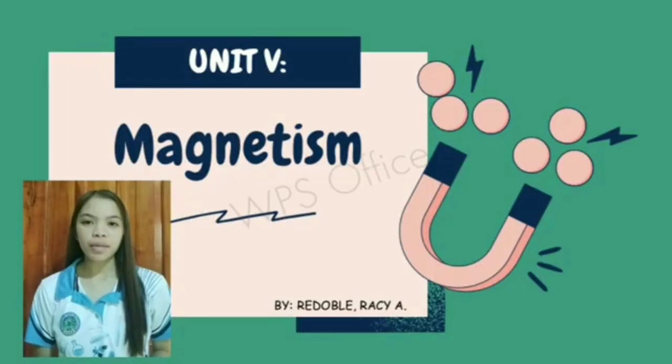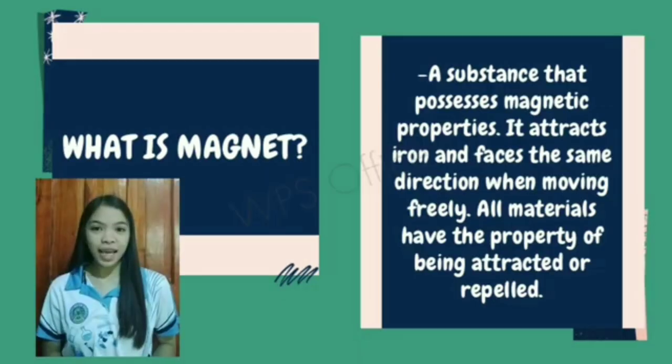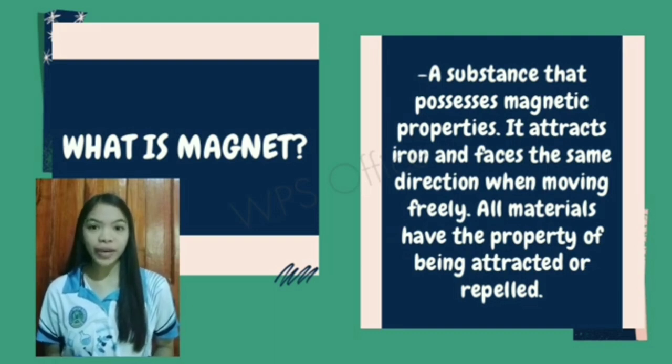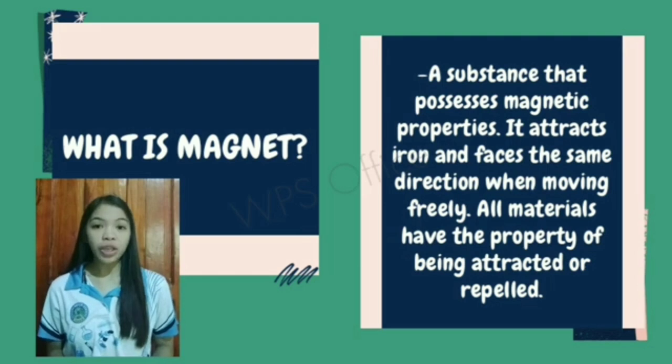Now let's discuss Unit 5, which is magnetism. So what is magnetism? Magnetism is a property of a substance that possesses magnetic properties. It attracts iron and faces the same direction when moving freely. All materials have the property of being attracted or repelled.